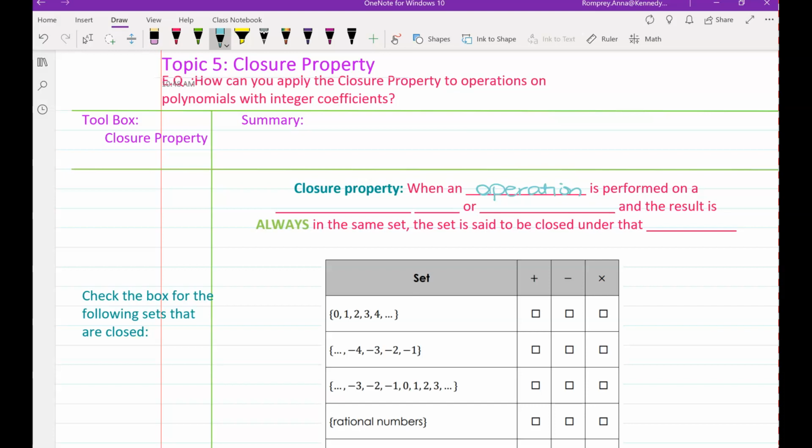is performed on either a number set, meaning natural numbers, whole numbers, rational numbers. Okay, so it's when an operation is performed on a number set or polynomial, and the result is always in the same set. So if it's always in the same set, that set is said to be closed under that operation.